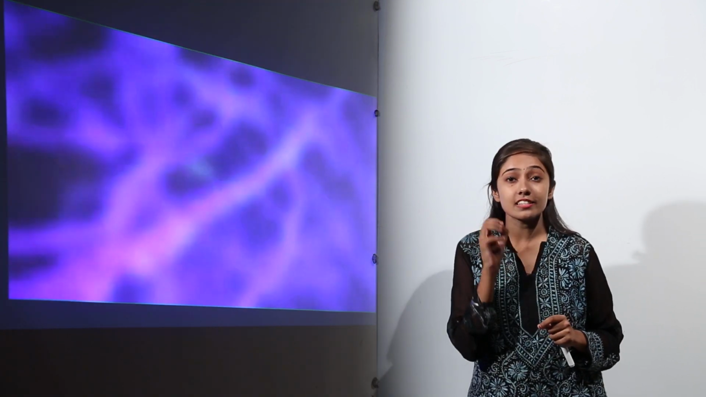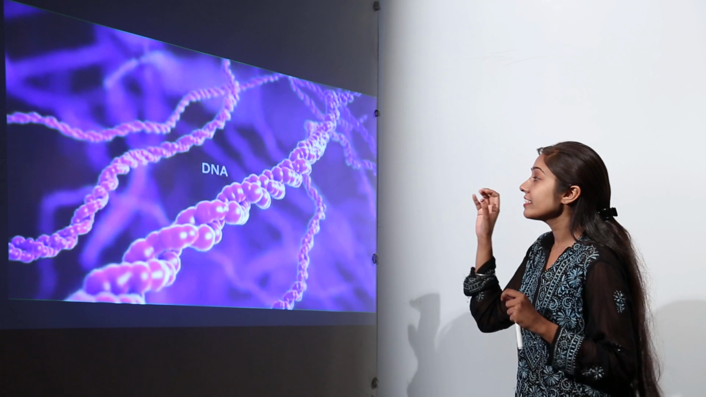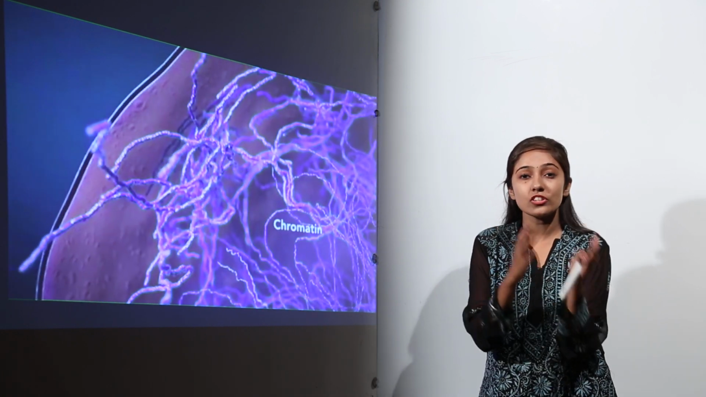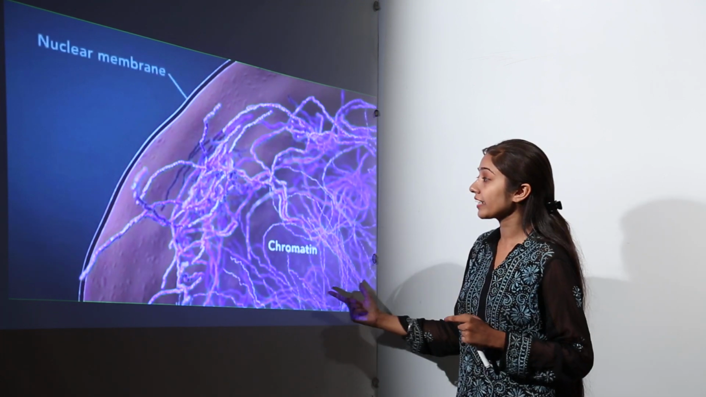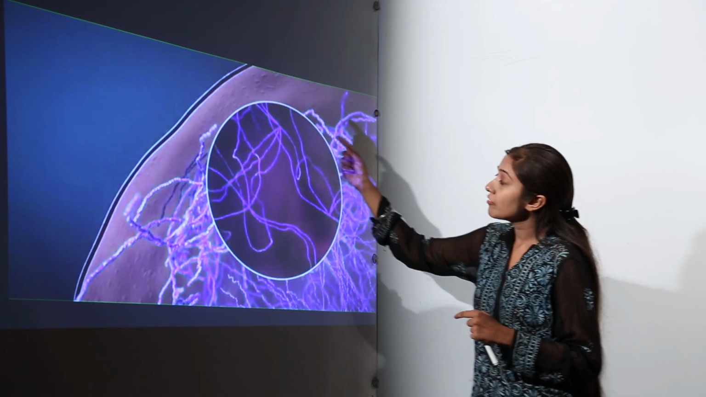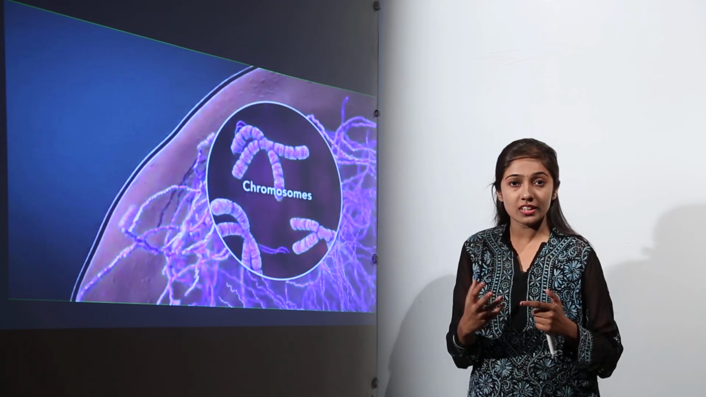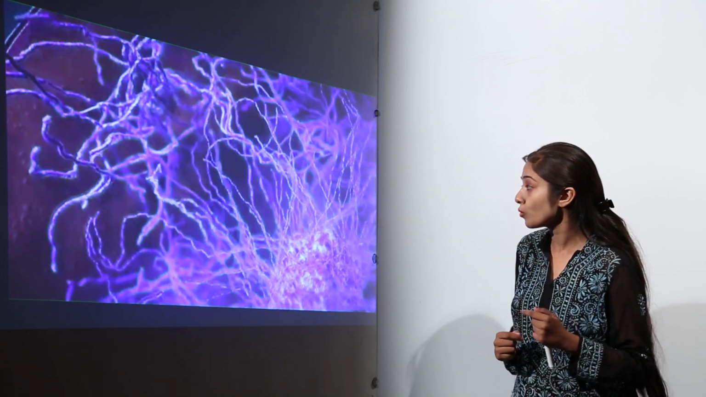This nucleus contains DNA, which is the genetic material, and this DNA is going to transmit hereditary information from one generation to the next generation, and it is there in the form of chromatin. When you see this nucleus, we have a nuclear membrane which surrounds it, and during cell division this chromatin is going to organize itself in the form of structures that we call chromosomes.